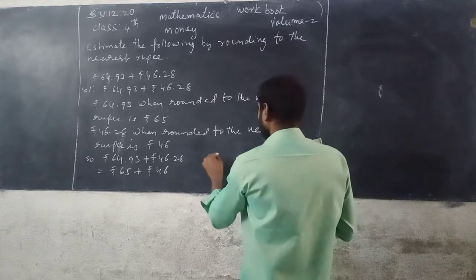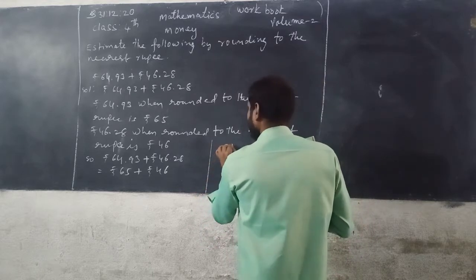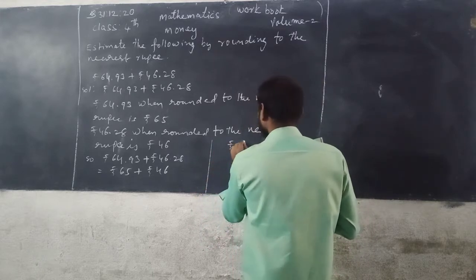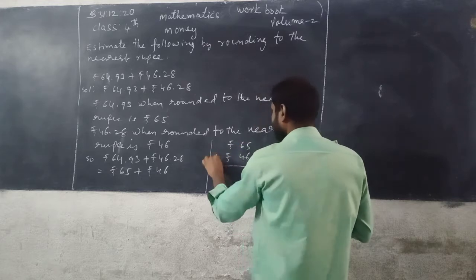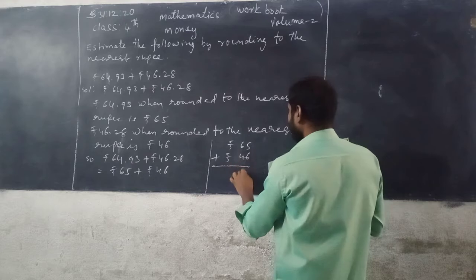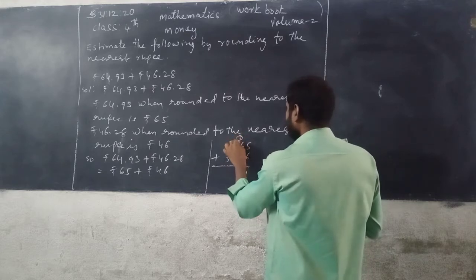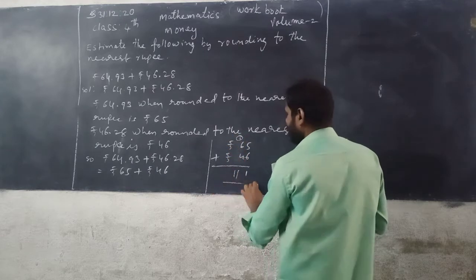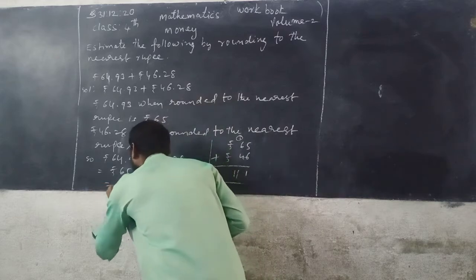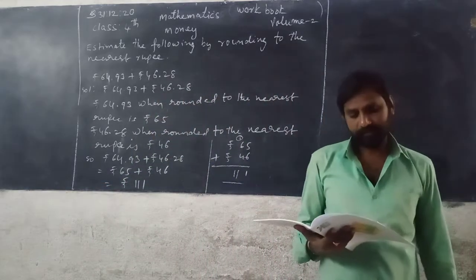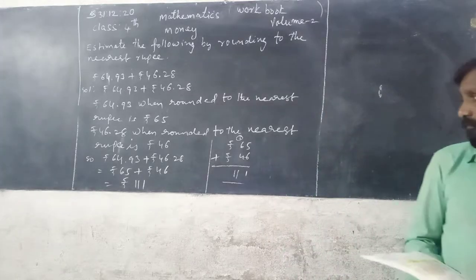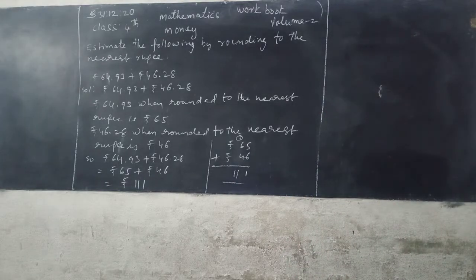See here, 65 rupees, 46 rupees. 5 plus 6, 11, 1 taking, 1 carry, 1 plus 6, 7, 7 plus 4, 11. So you can get 111 rupees. Write down.